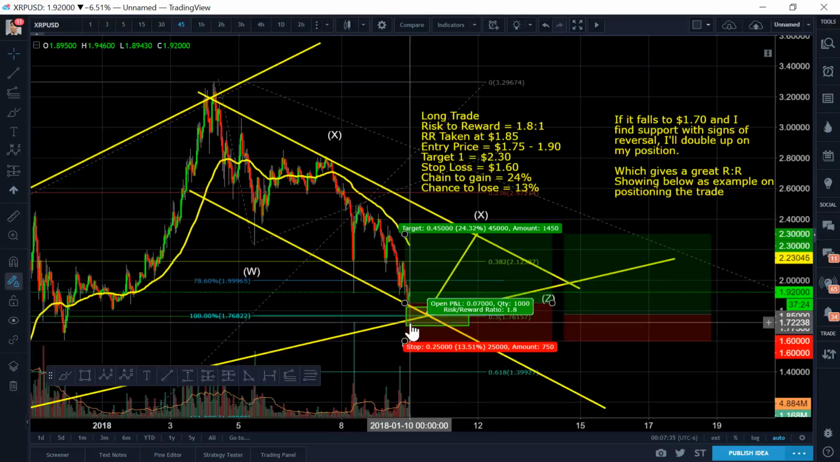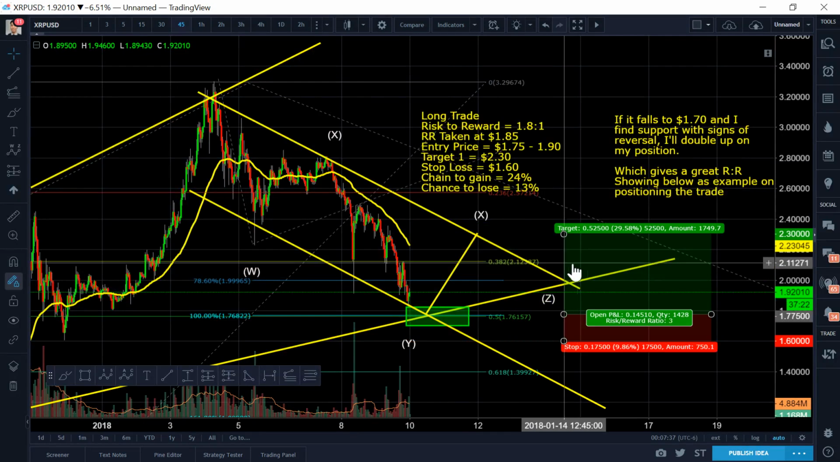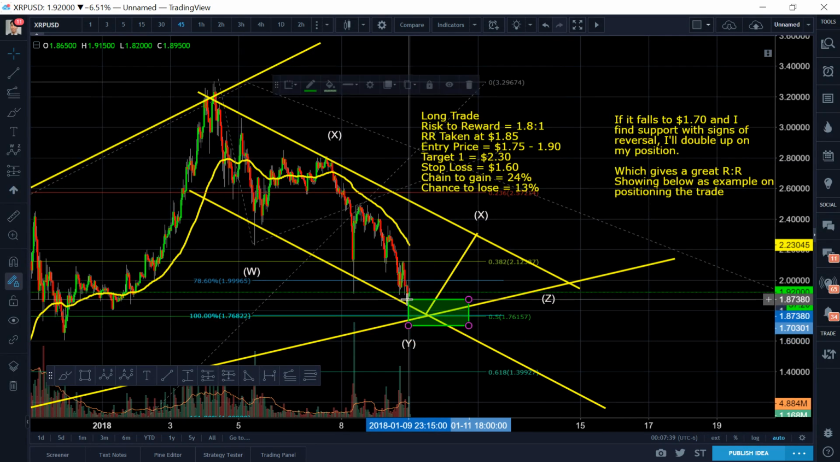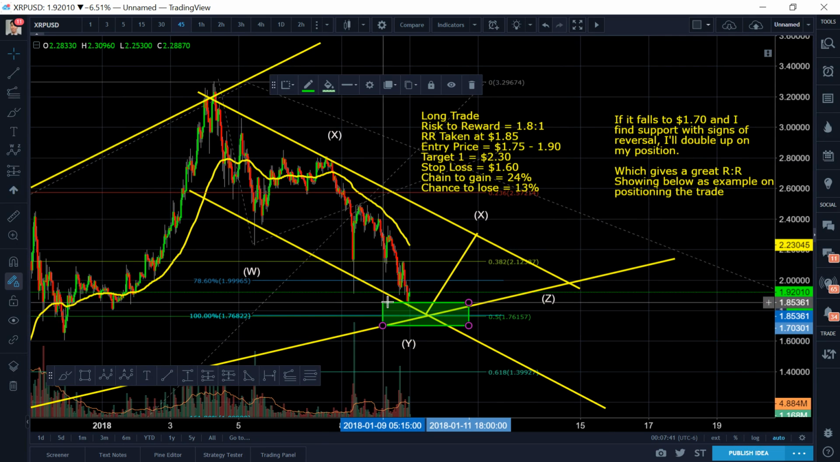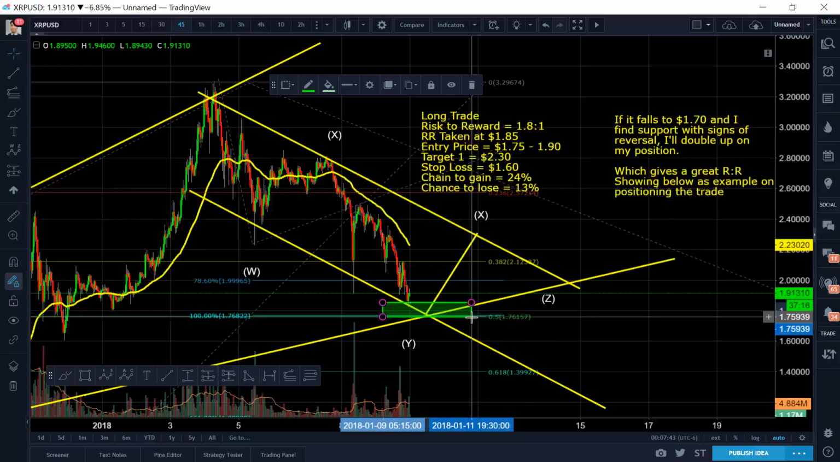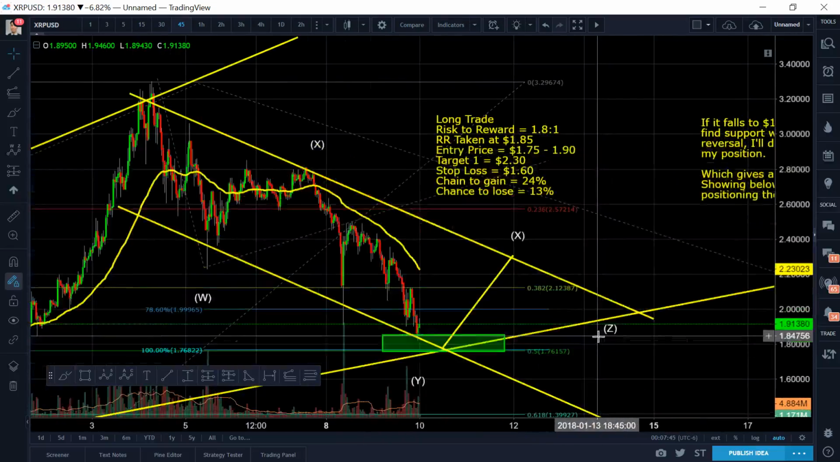I'm going to delete this risk to reward now that I got screenshots of it already. This area right here, this is a crazy buy zone area.